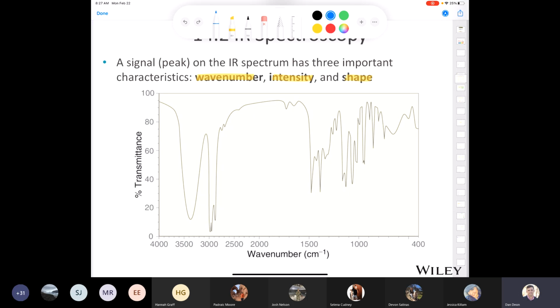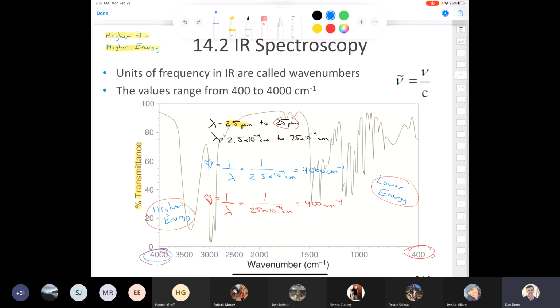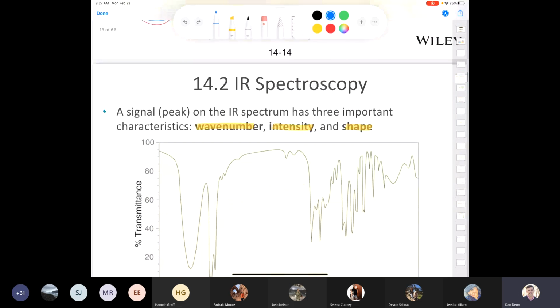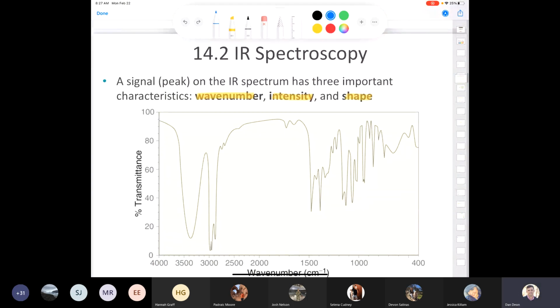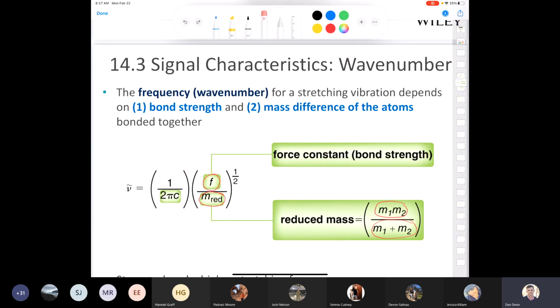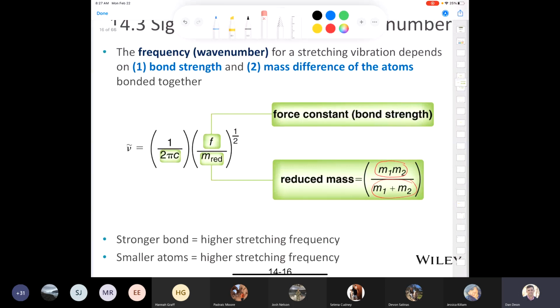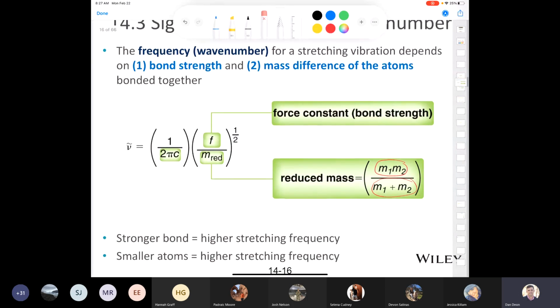But first, let's look more at the wave number. We've covered the frequencies of electromagnetic radiation that are used. We've covered where wave number comes from. It's just a convention that all scientists use. We use wave numbers. But let's talk about why different bonds give different signals that come out at different wave numbers, okay? And in order for us to understand that, we have to take a look at this equation right here. So it says the frequency or wave number for a stretching vibration depends on 2 things: bond strength and the mass difference of the atoms that are bonded together, okay? So 2 things: bond strength and the mass of atoms in that bond. All right, so let's take a look at them.